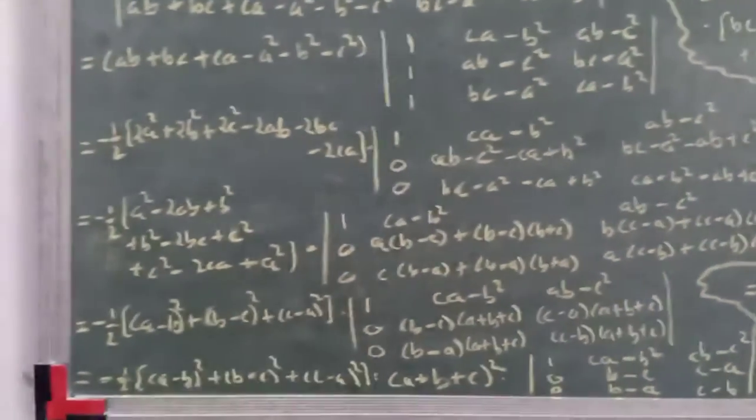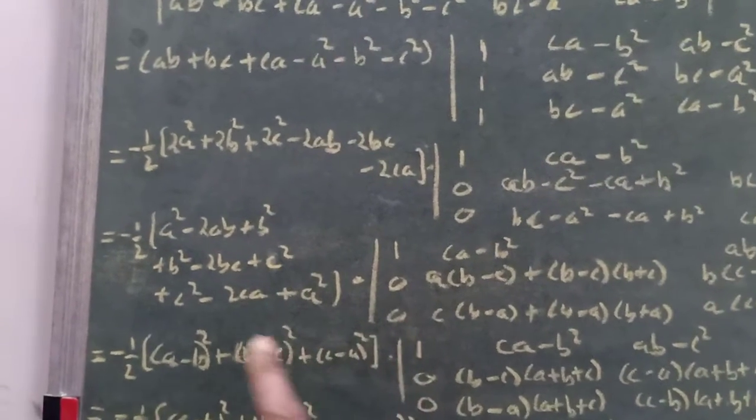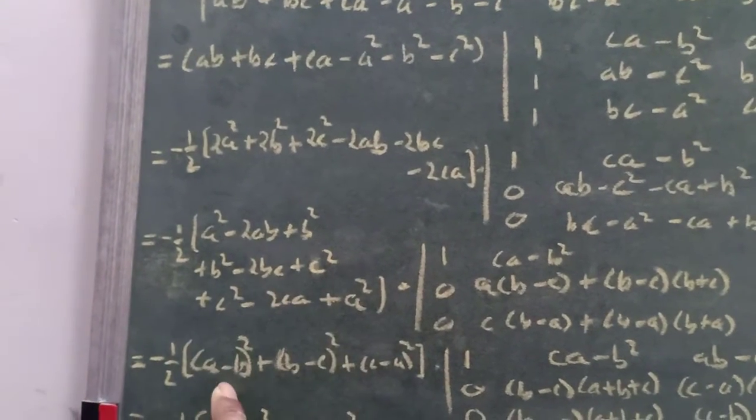Okay. Now the term which is outside the determinant becomes A square minus 2AB plus B square, which is A minus B the whole square.